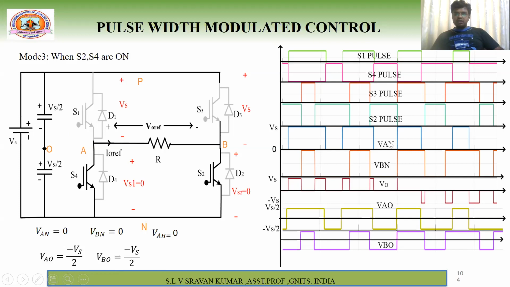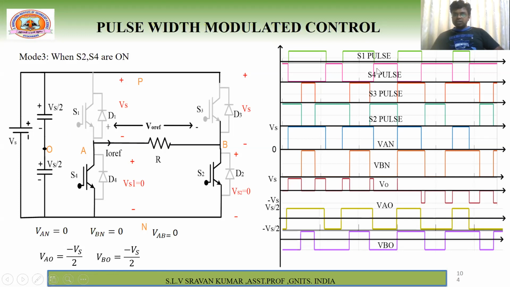So what is VAN? 0, VBN 0, right? What is the output voltage also? 0. Understand? See this pulse. So S2 and S4, this part as well as this part, right? Of course, here your two devices will conduct only from this period. So exactly from this period, VAN is 0 and VBN is also 0. Therefore, output voltage is 0. What about this VA0? Minus Vs by 2. See, VA0 is equal to minus Vs by 2. VB0 is equal to minus Vs by 2. Understand what I am saying?